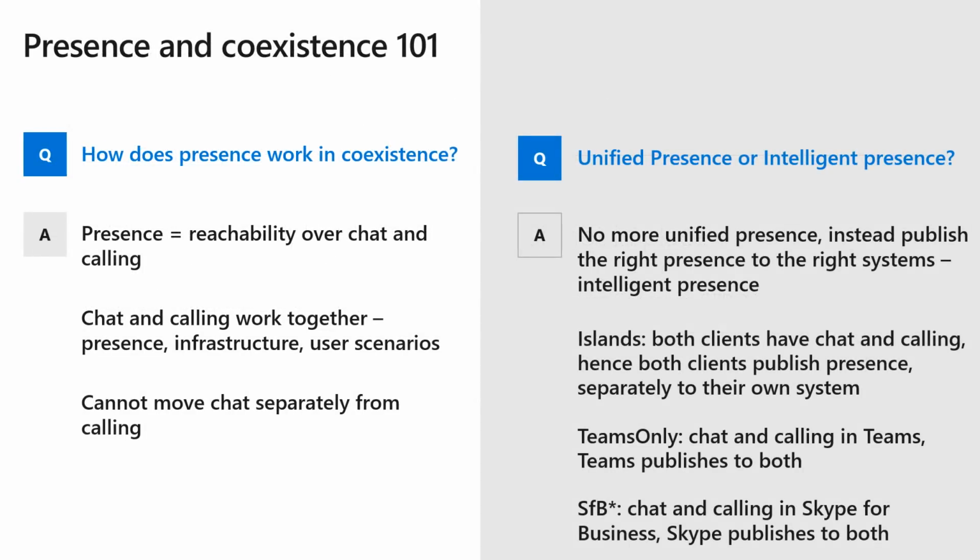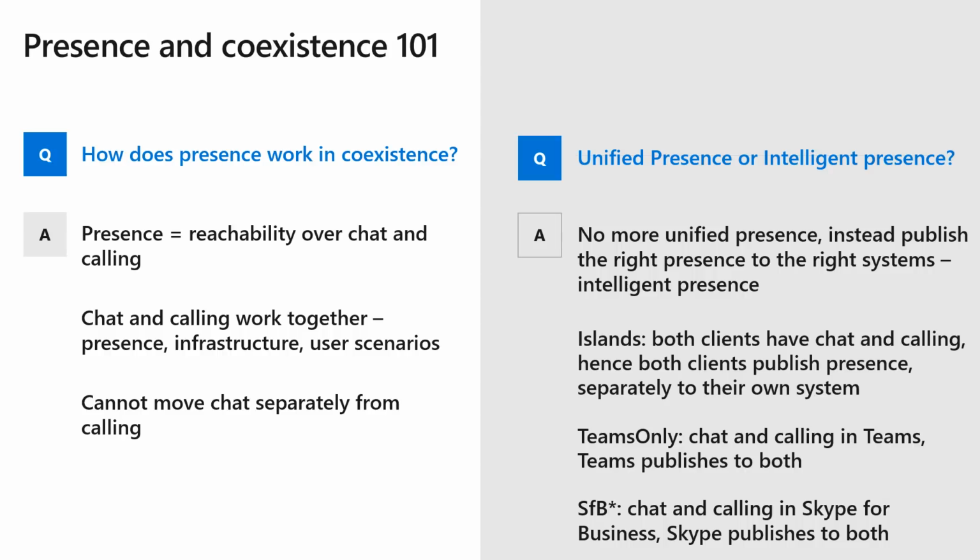Now let's take a look at presence and coexistence. First, let's level set a few things. First off, what is presence? Presence is, by definition, what we call the reachability over chat and calling. So essentially, can I reach out to this particular person via chat or via a call? Chat and calling work together.